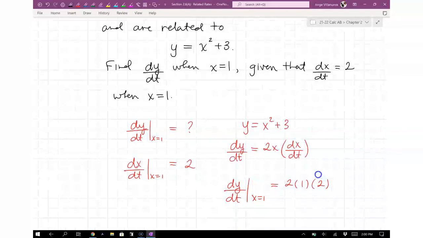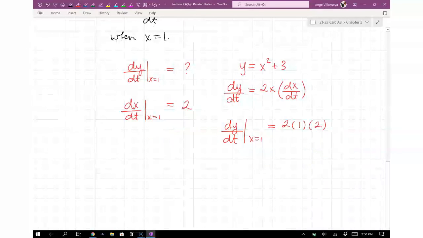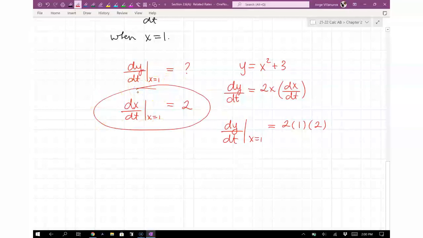Okay, how did I get 2 times 1 times 2? Well, the 1 comes from the x value of 1. The 2 came from the fact that they wanted me to find dx dt when x equals 1, and they told me, and I kind of put it right here, that dx dt when x equals 1 is 2. So I was able to plug it in right there. And then just simplify, so your answer is 4. And that's it.